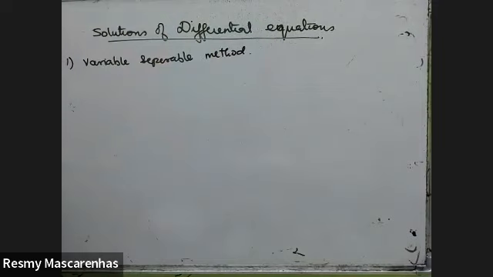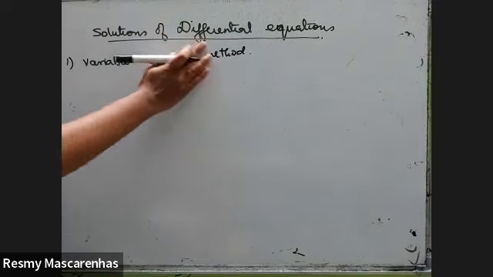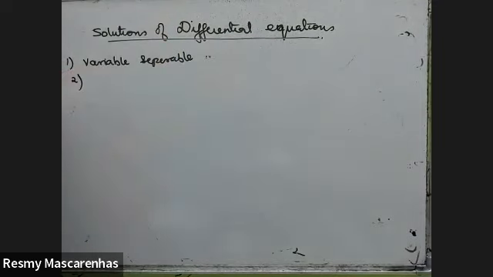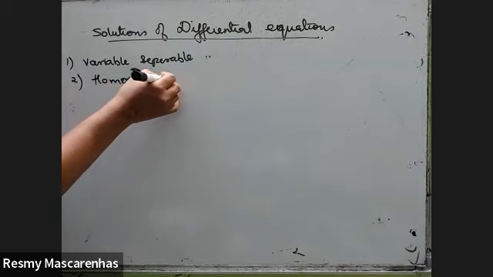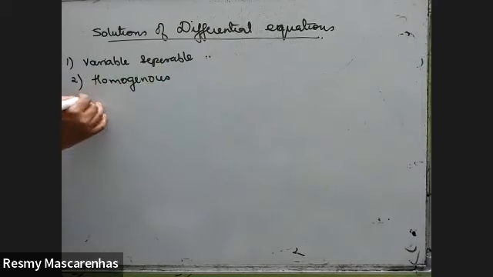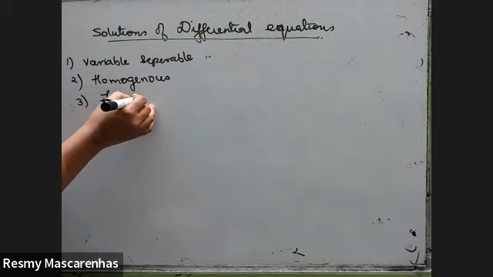They fall under 3 different categories, you can say. Variable separable. Second one is homogeneous. The third one is linear type.